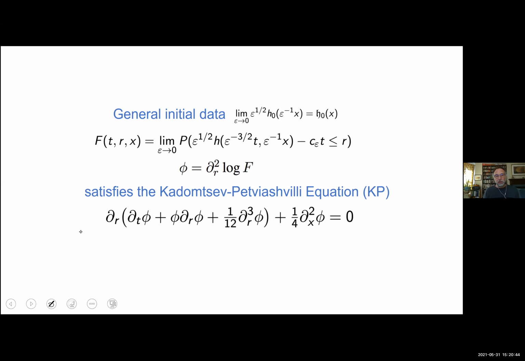And this one, the second log derivative, satisfies this famous two-dimensional version of the KdV equation, KP. So I've written the KP equation. Again, it's a nonlinear integrable partial differential equation. So you could stare at this thing and wonder how such a thing can be true.